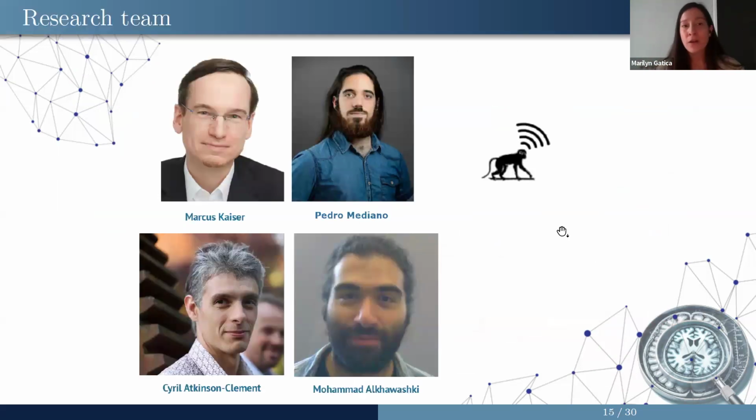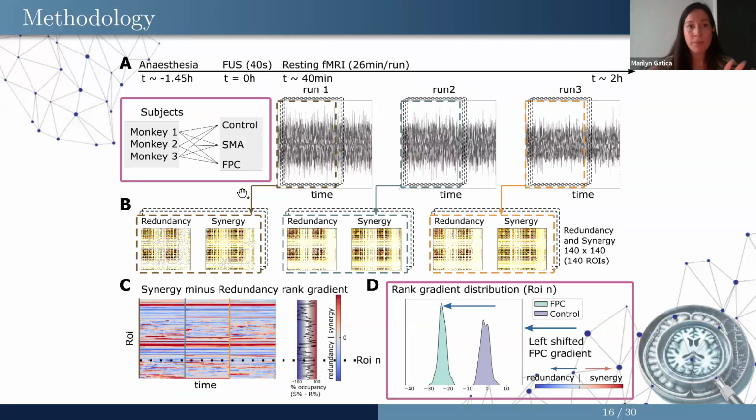So this is part of a collaboration with Professor Marcus Kaiser, also Pedro Mediano, Cyril, and Mo. In this case, the only important part is this one and that one. We have 3 different macaques in 3 different conditions. Control condition, meaning we are not applying any stimulation at all. SMA, where you are applying a stimulation in the supplementary motor area, and FPC, where you are applying a stimulation in the frontal polar cortex. So the question here is, can we use high-order interdependencies in order to explain these changes?